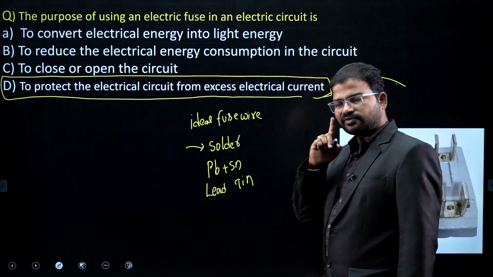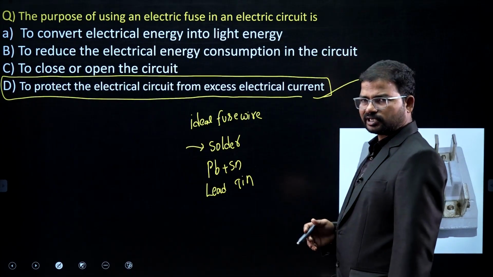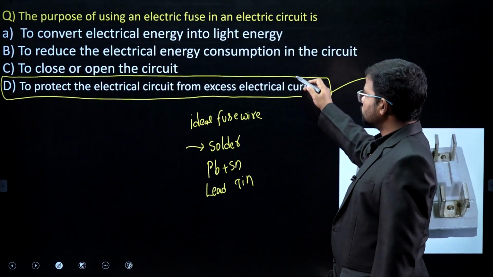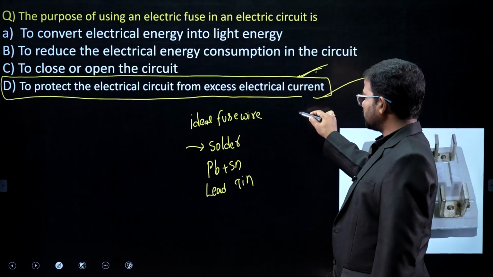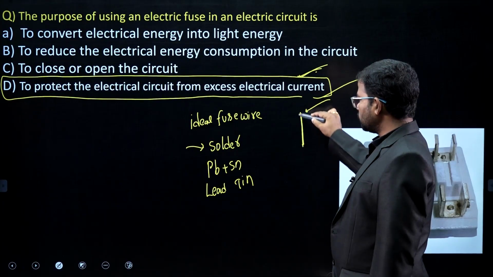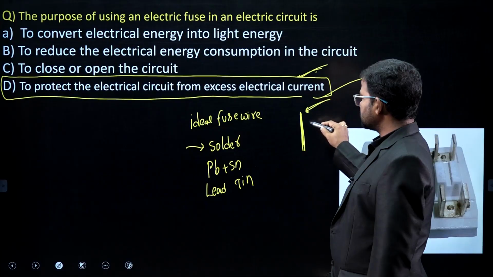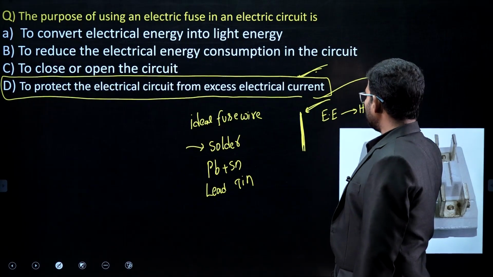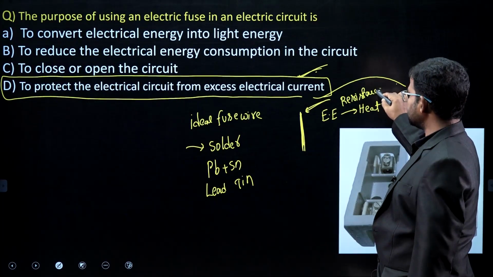So why should we use a fuse, especially from the domestic point of view, and not only the domestic point of view? The reason is to protect from excess electrical current. Suppose you get excess current, then what will happen? Fuse is a solid material. So when we get the excess current, electrical energy is converted into heat energy. This phenomenon is called resistance.